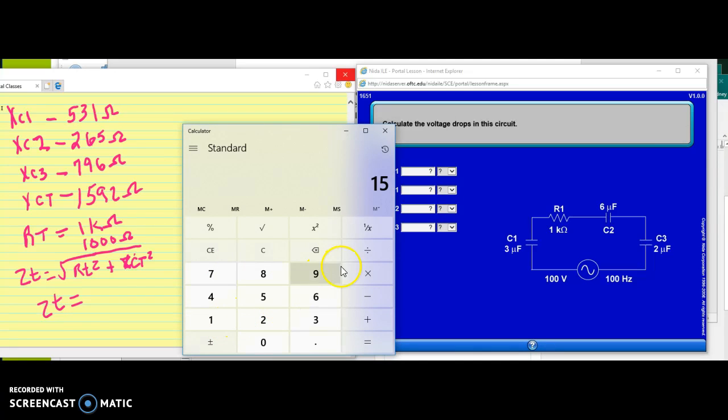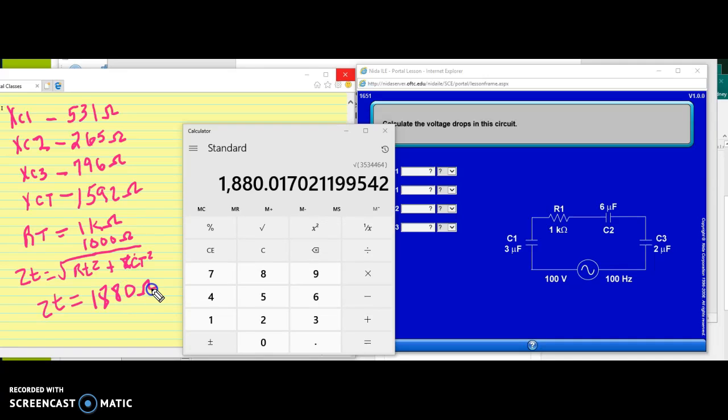So we're running out of time. 1592 squared plus 1,000 squared equals, and we'll get the square root of that. And I did them in the opposite order, but it doesn't matter because addition allows us to do that. So we came up with a ZT of 1,880 ohms. And I'm going to write that down quickly in this video, and we'll go into the next one. So 1,880 ohms. And we stopped at ZT, and we'll continue from there. So let me stop this video.